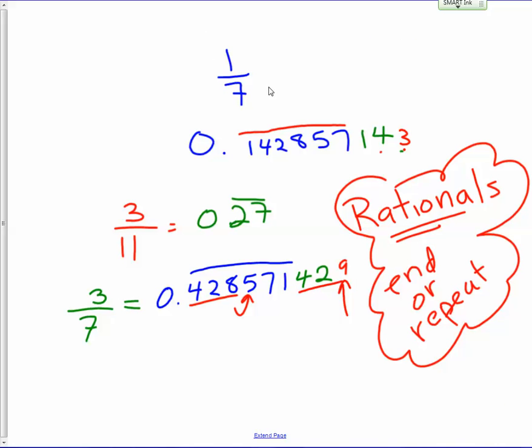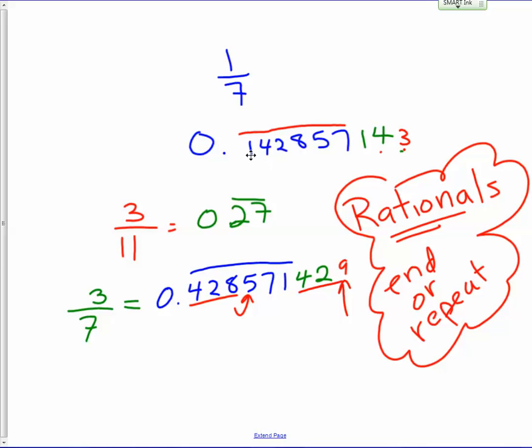Okay, there are some fractions that are kind of tricky. 1/7, when you guys put that on your calculator, this is what you see. And since you know rational numbers, fractions are either terminating, ending, or repeating decimals. When you get this in your calculator, pay very close attention to where it starts to repeat.